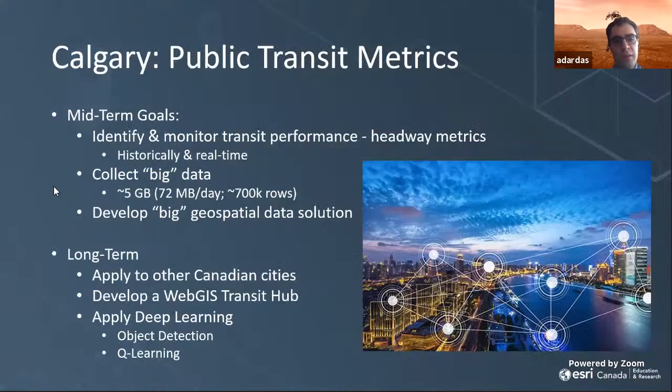So with that, the goal is to identify and monitor transit performance, specifically headway metrics. There are other ways to measure the performance, but we decided to use headway because it's a good stepping stone. And headway is defined as the wait time or the gap at a certain stop between the buses. So for example, let's say I'm at stop ID 6090 and I'm waiting for bus route number 1.